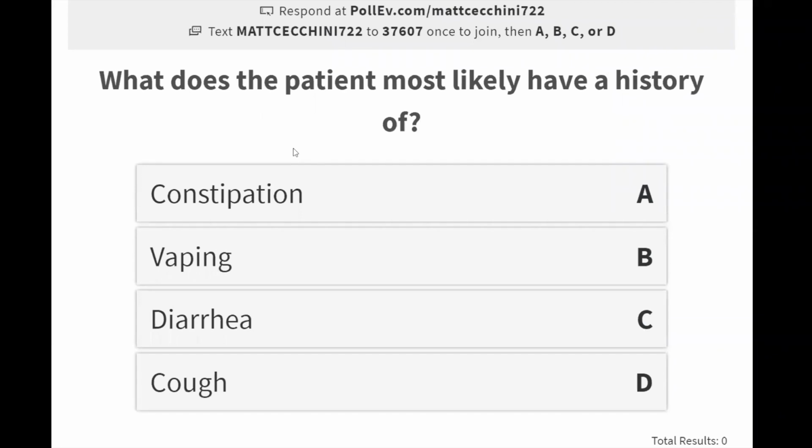And so what do you think this patient most likely has a history of if they have an exogenous lipoid pneumonia? Is it A, constipation? Is it B, vaping? Is it C, diarrhea? Is it D, cough?